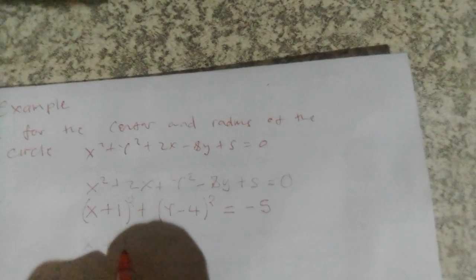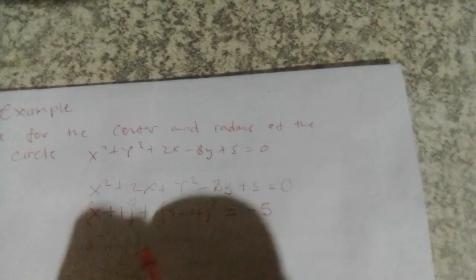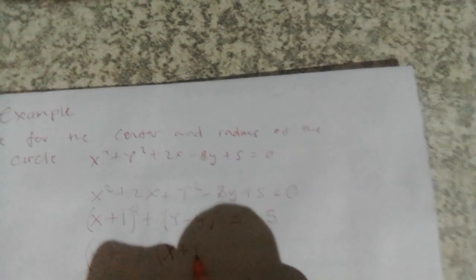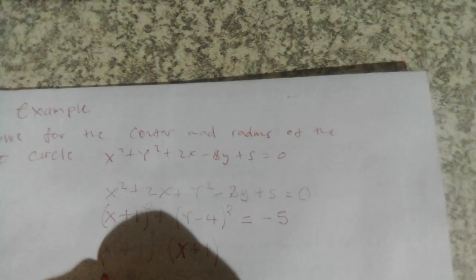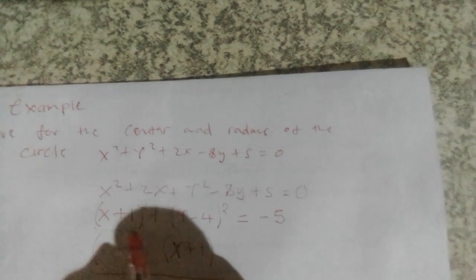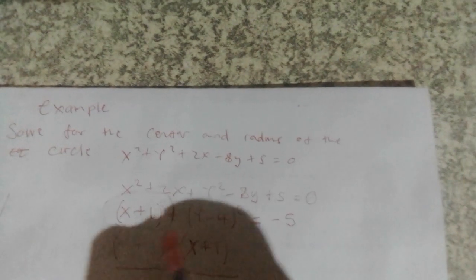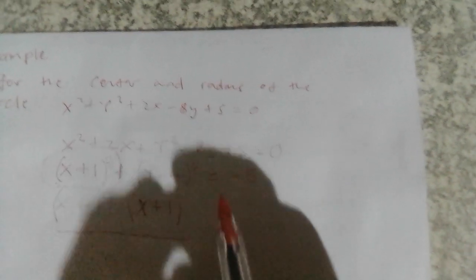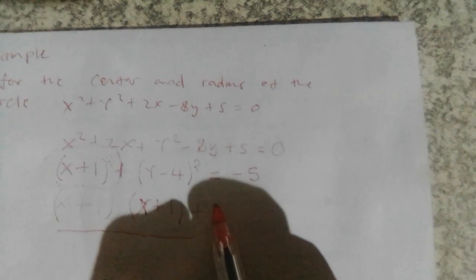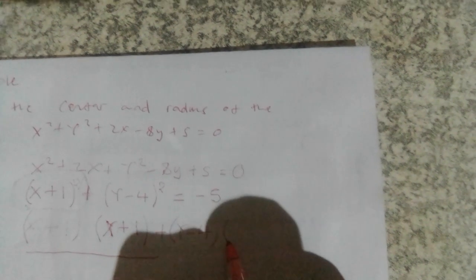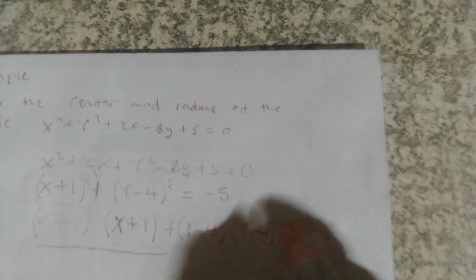So this can also be rewritten as x plus 1 in brackets times x plus 1. Remember, this is a quadratic thing. This is equal to that one, just that it has been expanded. The same applies to the other one: y minus 4 times y minus 4 is equal to minus 5. The other side, nothing changes.